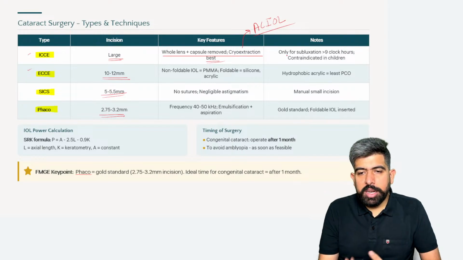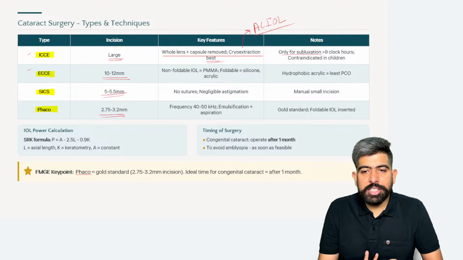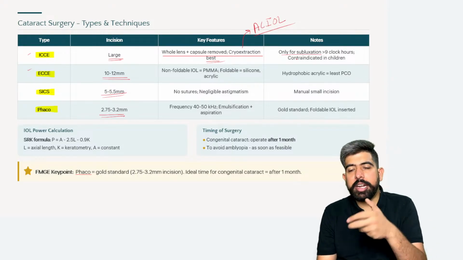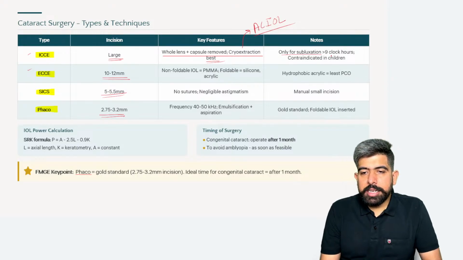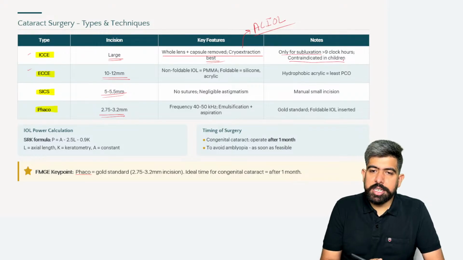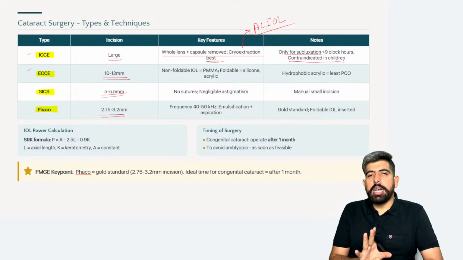Nowadays we are doing this only for subluxation of the lens. If the zonules are already torn, we have to do this. This is used for more than 9 hours of subluxation, having the ICCE, and it is also contraindicated in children. We are not doing this ICCE in children.